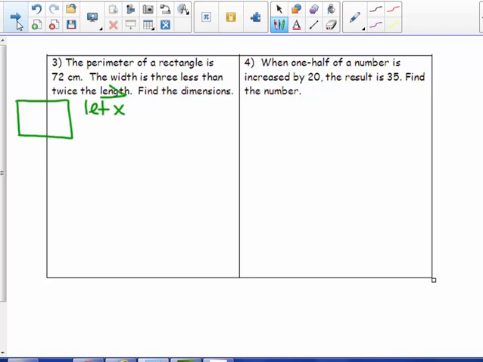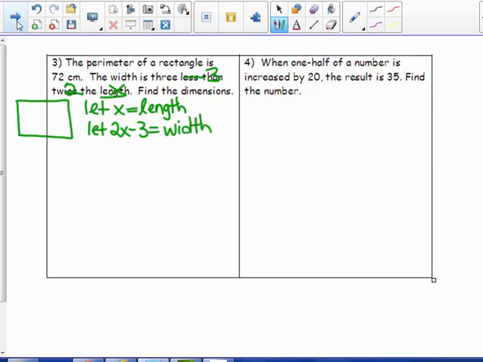So the length is x. Let x equal length. 3 less than twice, 2x is 3 less than. 3 less than means minus 3. So let 2x minus 3 equal the width.